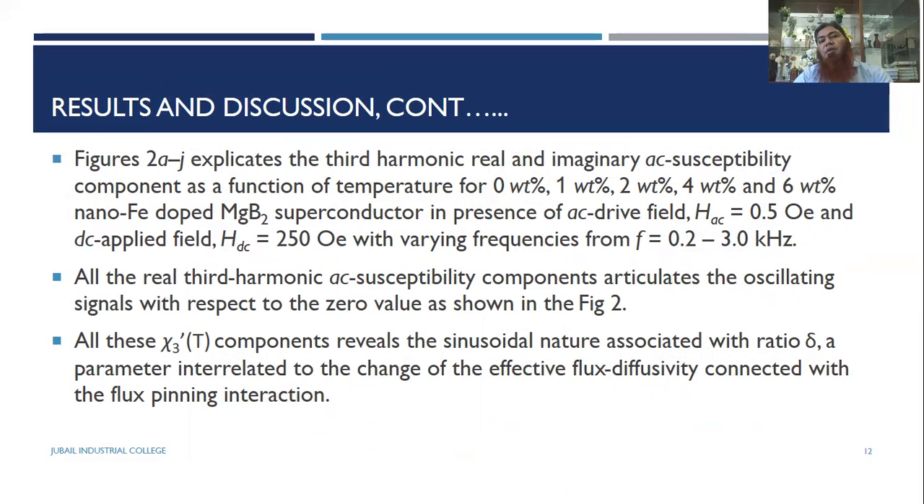All the real third harmonic AC susceptibility components articulate oscillating signals with respect to the zero value. If you see the signals in figure number 2, these are oscillating signals, going to a maximum value on one side and a minimum value on the other. So all these third harmonic components in the real part reveal a sinusoidal nature associated with the delta parameter, which is interlinked to the change of the effective flux diffusivity and connected with the flux pinning interaction.